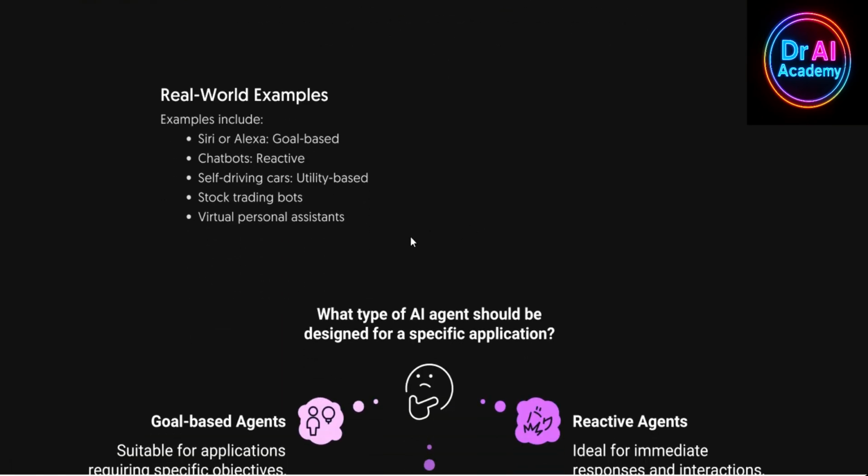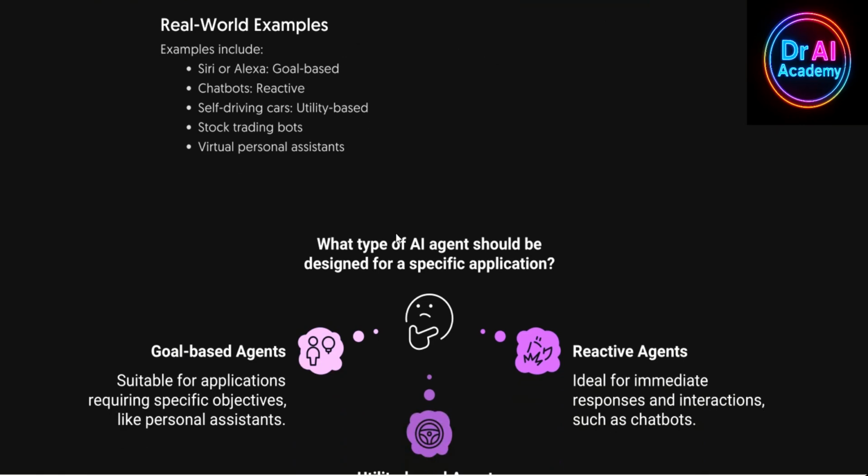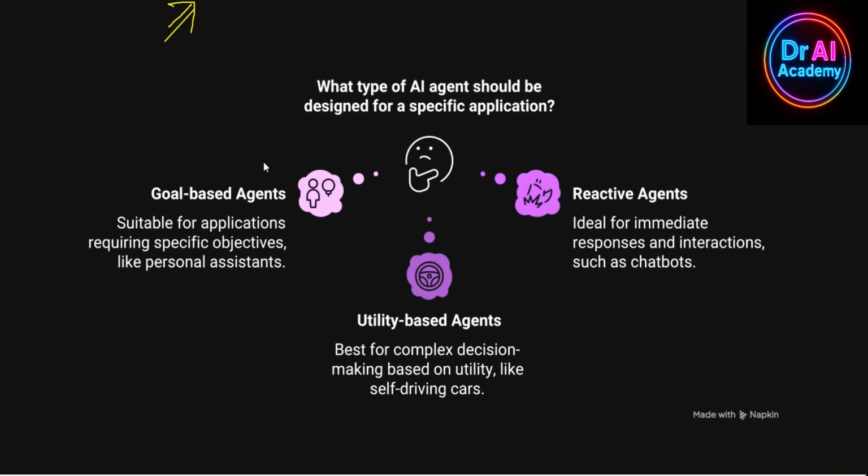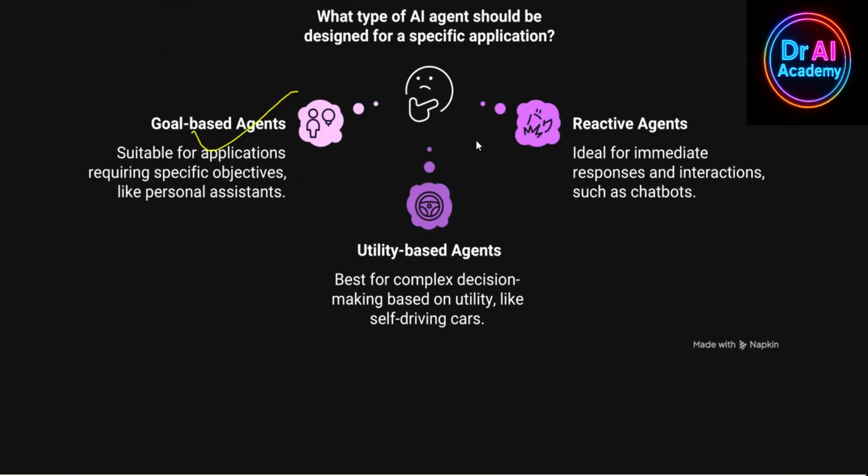Real-world examples of intelligent agents. Let's make this more relatable. Siri or Alexa, goal-based agents. Chatbots, usually reactive or rule-based. Self-driving cars, utility-based agents with constant perception and planning. Stock trading bots, some are reactive, others goal-based with deep data memory. Virtual personal assistants. These are evolving into full agentic AI systems with planning, memory, and tool use.